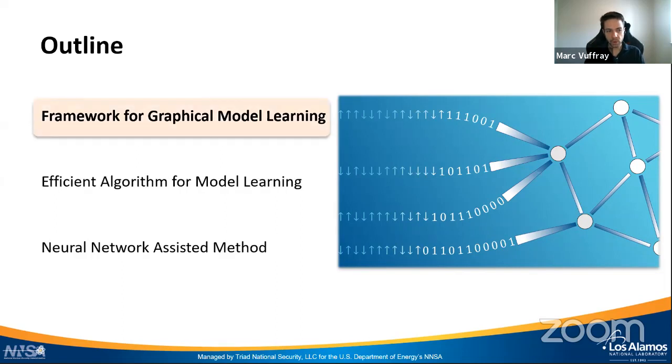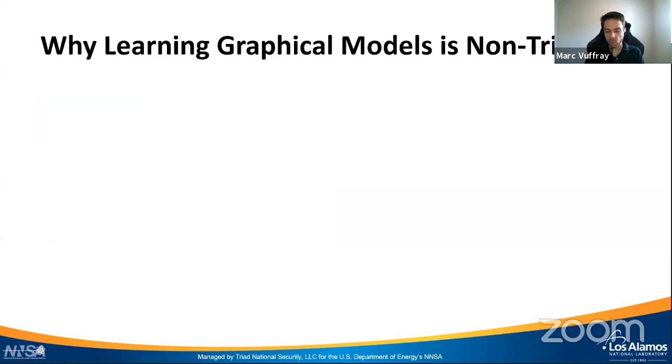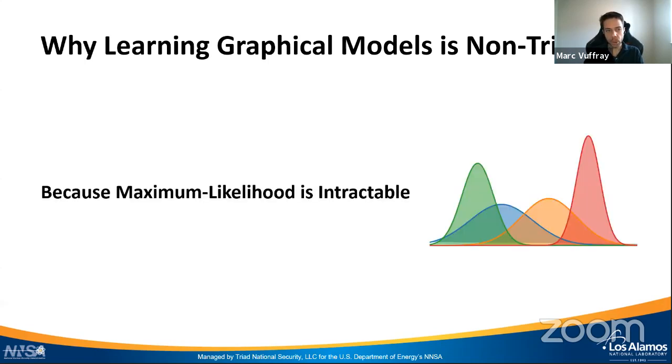Okay, so let's focus on the framework for graphical model learning. So why is it non-trivial or difficult to learn a graphical model? I mean, if you're familiar with the question, this is not a surprise. But if you're not, what would you do if you have to learn a distribution? You run maximum likelihood. And in this problem of graphical model learning, maximum likelihood is intractable.